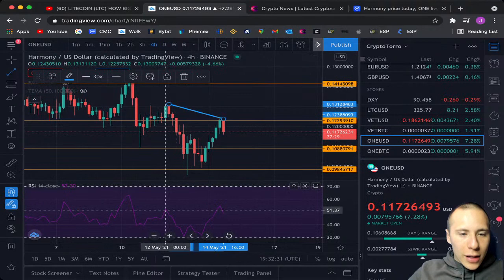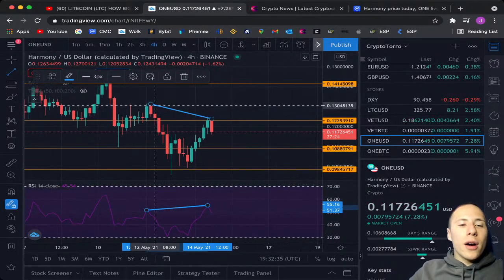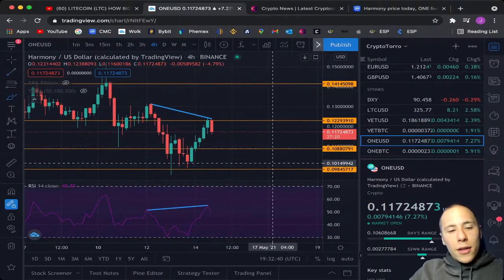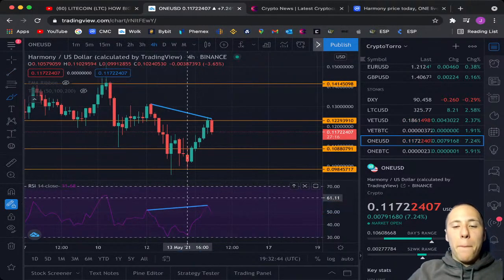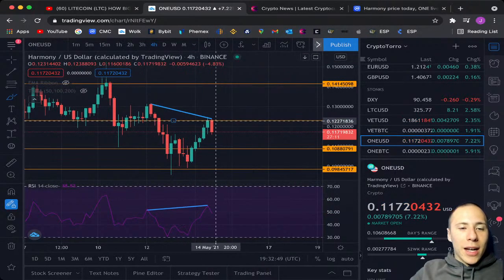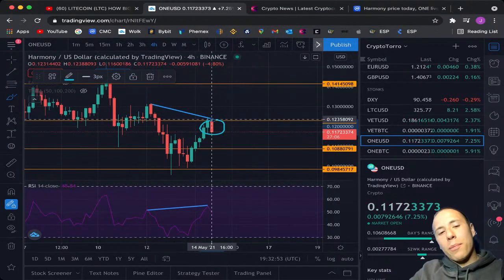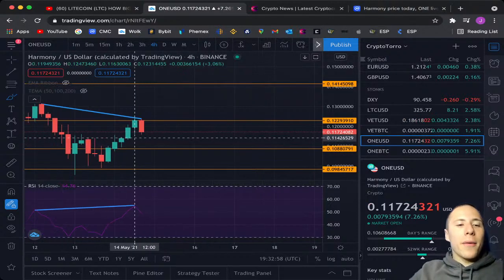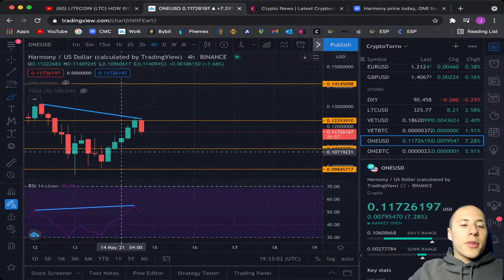And unfortunately, what I'm seeing right over here on the RSI is a lower high being created on the chart, and as well on the RSI I'm seeing a higher high being created, and this is a bearish divergence that we're looking at right now. And as well, the latest candle that we're looking at right now is a downwards candle after a small run up towards the upside.